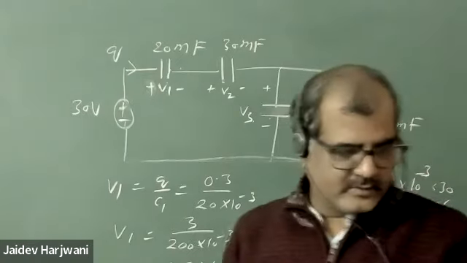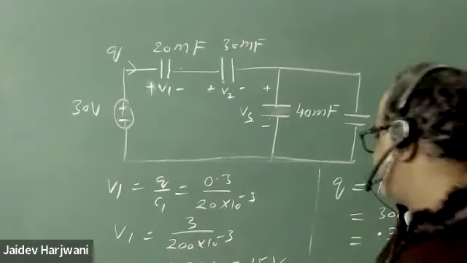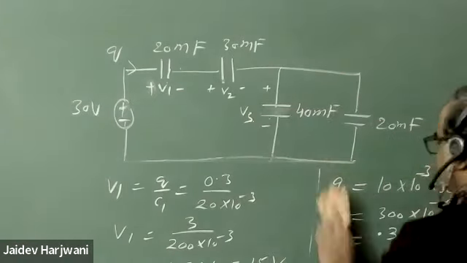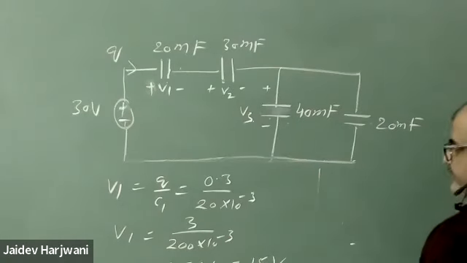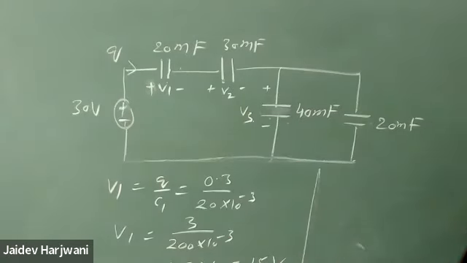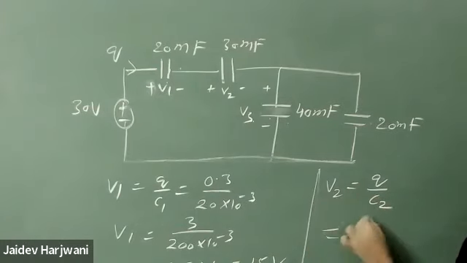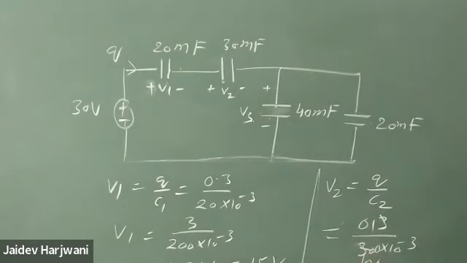Okay. Similarly, you can calculate other voltages. If you want V2, V2 will be Q upon C2. Q is 0.3 and C2 is 30 millifarad. So if you remove this 300, you have 100, so this becomes 10 to the power 1, that is 10 volts. V2 is 10 volt.